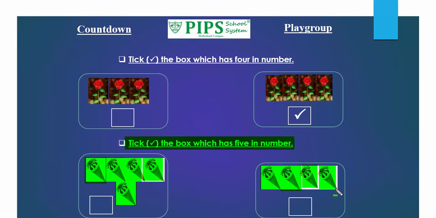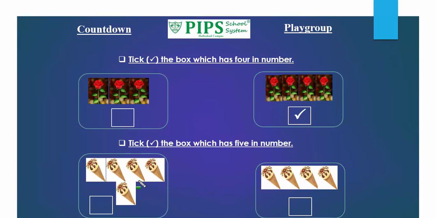How many ice creams are there? These are 4 ice creams. Playgroup class, do you know which box has 5 in number? The first box has 5 in number. Now we will tick the first box like this.